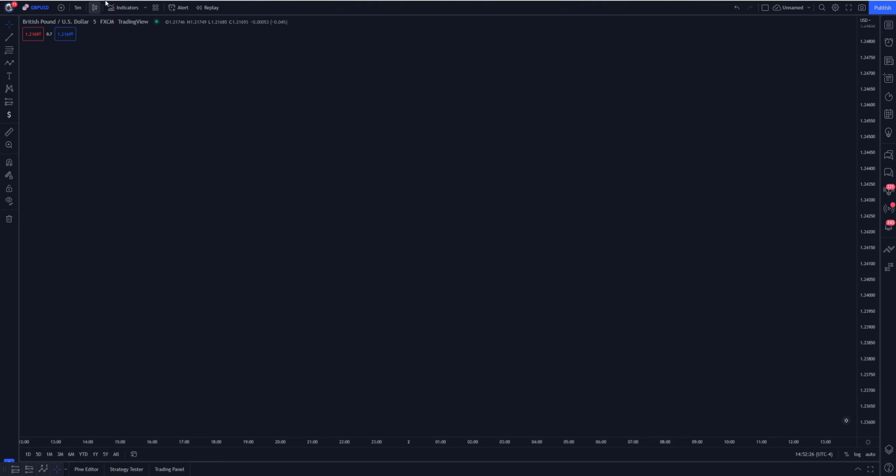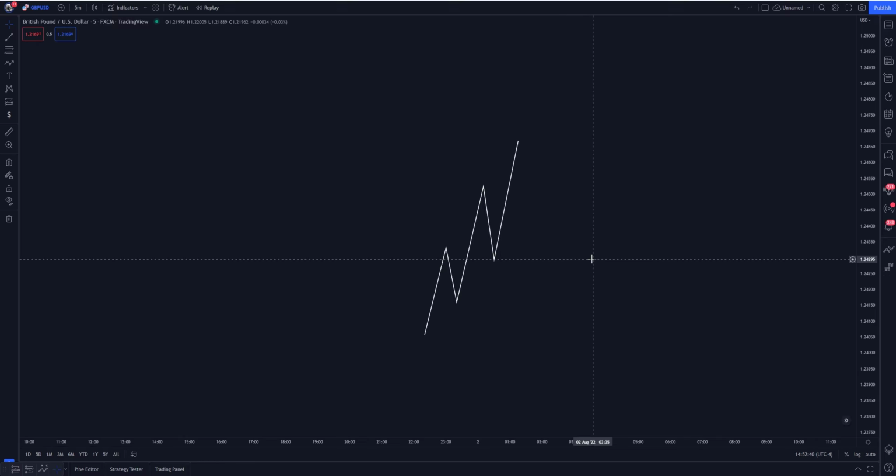Now let's suppose that you are looking at a market structure on a 5-minute time frame. You are going to see that price is making higher highs and higher lows. But when you drop down to a 1-minute time frame, you are going to see that the market... Let me draw this out and then I'll explain.